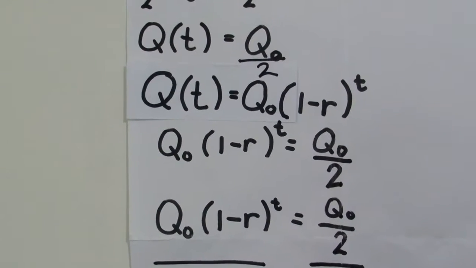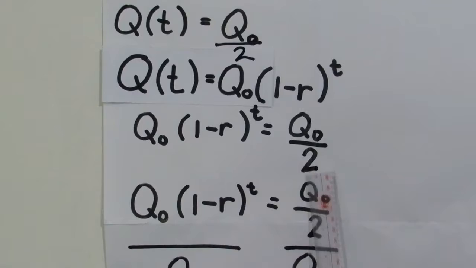Q of 2 is equal to the initial value of Q, quantity 1 minus R raised to the power of T. We can substitute Q of T by initial value of Q, 1 minus R raised to the power of T. So the new equation will be initial value of Q, quantity 1 minus R raised to the power of T is equal to initial value of Q all over 2.